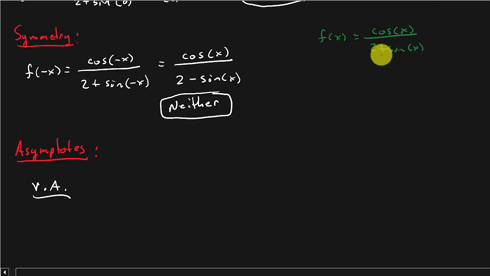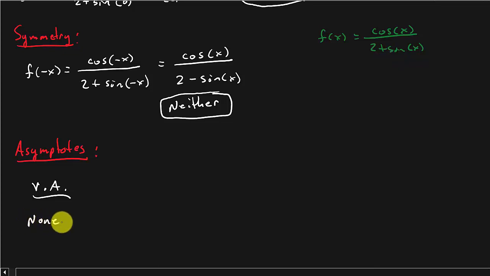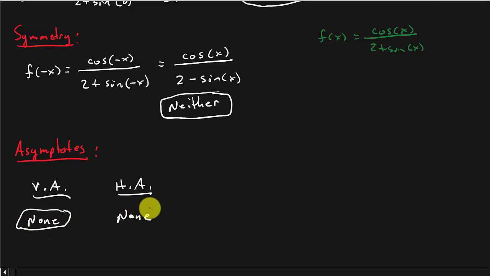But as you can see here, this denominator will never be 0 because sine x will never be -2. Remember, the range of sine is -1 to 1. Whenever you take the sine of an angle, it's always going to be between -1 and 1. So it'll never be -2. So for vertical asymptotes, there's none. And for horizontal asymptotes, that's going to be none also. We take the limit as x goes to infinity and negative infinity, and what do sine and cosine do? They just oscillate back and forth. So for vertical and horizontal asymptotes, there's none.